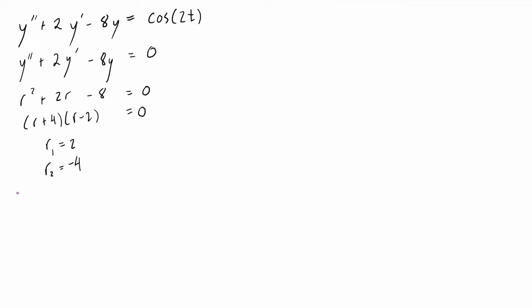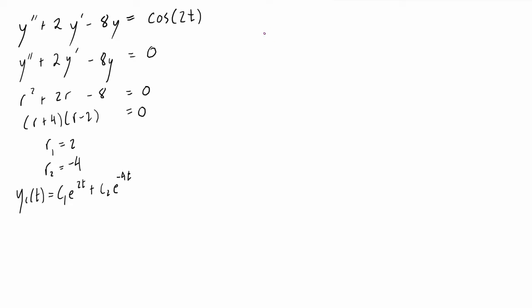So we can write our complementary solution, yc of t equals c1 e to the 2t plus c2 e to the negative 4t. Okay, we're going to pause here and come back to this when we're looking for the general solution to the original differential equation. And by the way, the complementary solution is also the general solution to the homogeneous differential equation associated with the original one, but that doesn't really matter. It's just something nice to know.